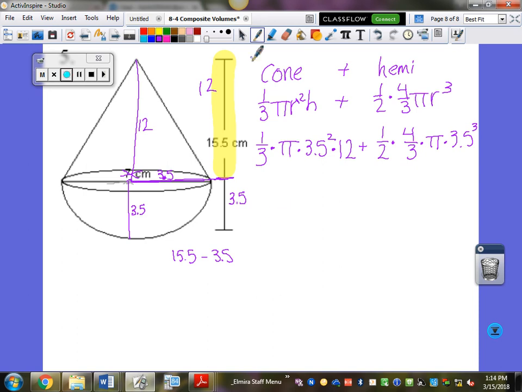So we're going to type in 1/3 times all this stuff and this stuff. Okay, we're just going to skip over the pi's, that's all. So 1 ABC3 times 3.5 squared times 12 plus 1 ABC2 times 4 ABC3 times 3.5 caret 3.